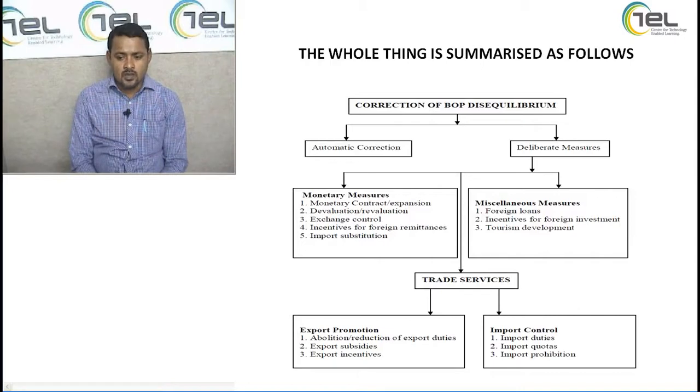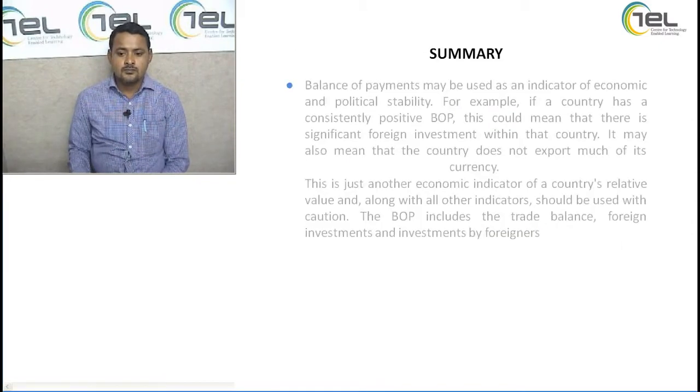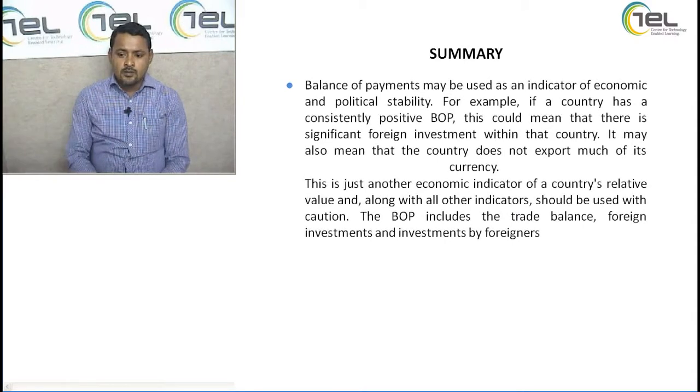So we can sum up the whole thing by way of this diagram. Correction of BOP disequilibrium by automatic correction and deliberate measures: monetary measures, miscellaneous measures, and the third one is trade measures, export promotion and import control. I have already discussed all these things. You should know all these points in detail. We have come to the conclusion and end of this session.